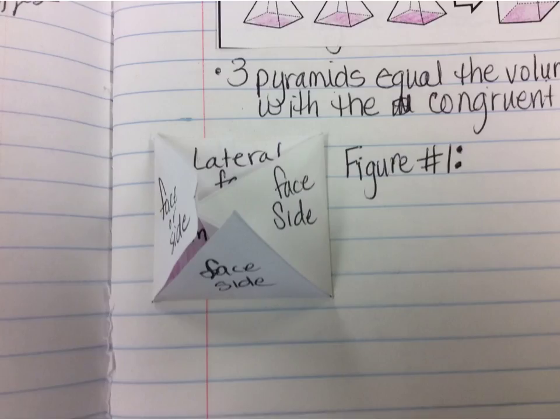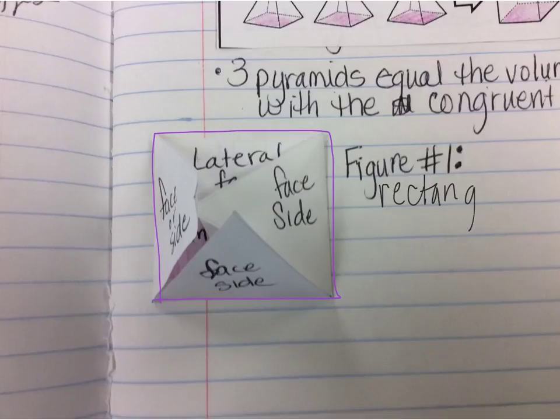Okay, so the outside of your rectangular pyramid should have the sides labeled, which is face, side, and lateral face. If you notice that right here, there are 4 faces, 4 lateral faces, because the base has 4 sides. It's a rectangle. So what I want you to do is label this figure, and you're going to label it a rectangular pyramid.